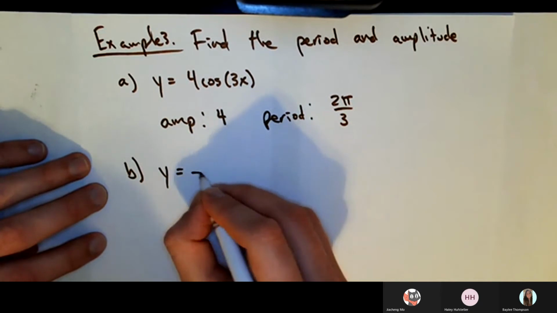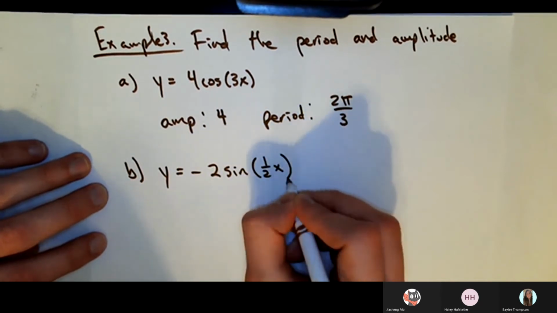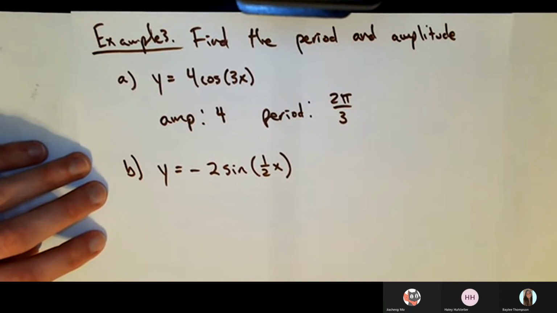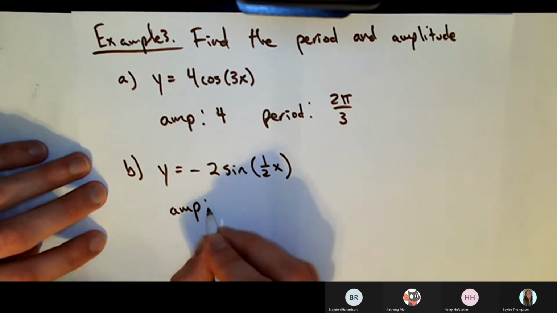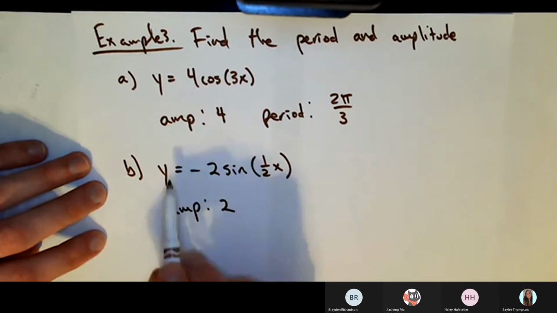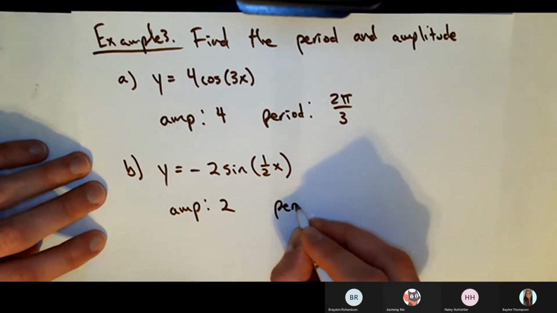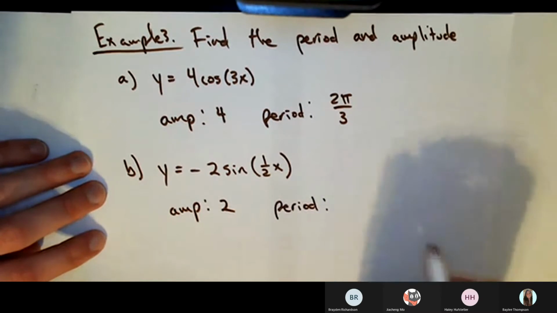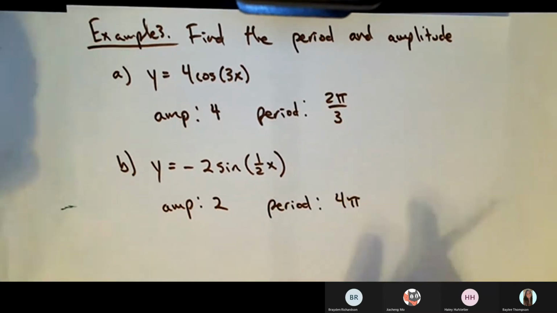Y is equal to negative 2 sine of 1/2 x. Amplitude is 2, coming from the absolute value of this number. Period. Well, this is like the one we just did, where it's 2 pi over 1/2, which is 4 pi.